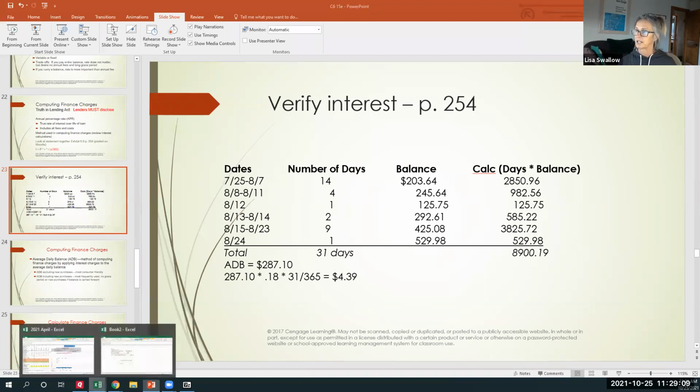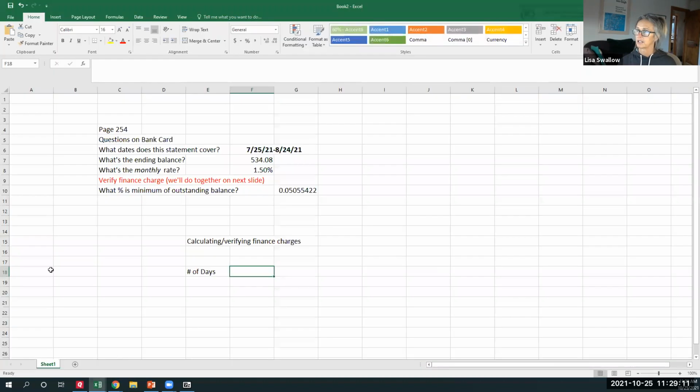And let's see, dates. So the dates, the days, the balance, and then the calculation. These are your four column headings, and we're going to fill these out every time the average daily balance changes. We're going to have a new row. So we're starting with the date of the statement. So 7/25/21.